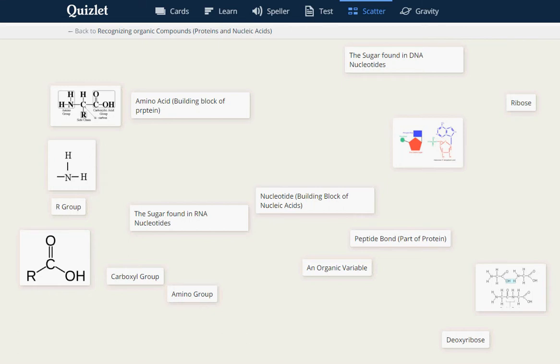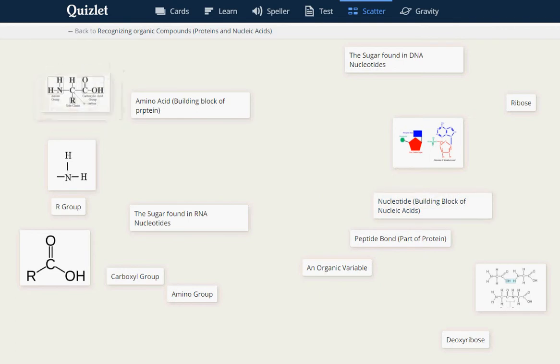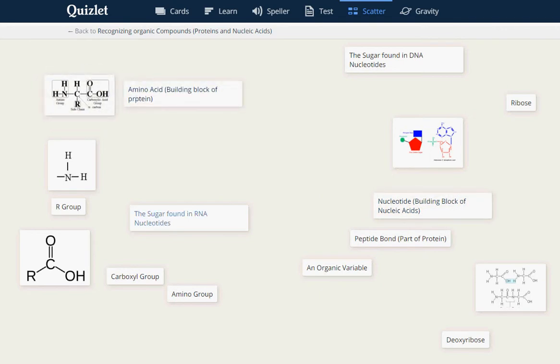Okay, what we're going to learn today is some of the differences or some of the characteristics of proteins and nucleic acids. Now, proteins are made up of long chains of these guys right here. These are called amino acids, and they're called amino acids for a pretty simple reason. They contain a nitrogen combined to two hydrogens. That is called an amine or an amino group.